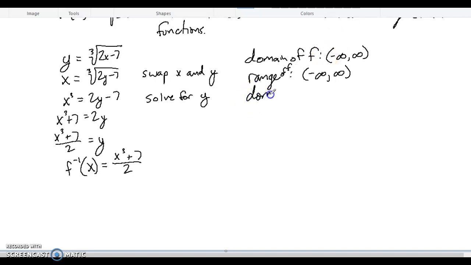When I want the domain of f inverse, all I have to do is take the range of f and copy it right on down. When I want the range of f inverse, I just have to take the domain of f and copy it on down.